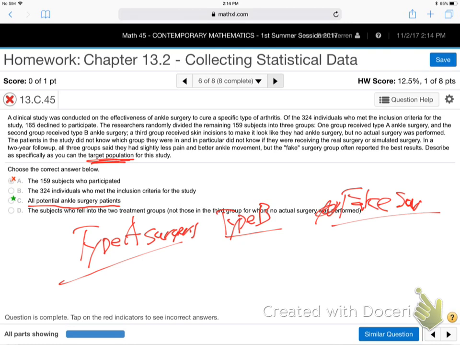Why didn't they tell them? To see the actual results. Because of placebo effect. You notice that? It's on your sheet. Good job. Placebo effect, right? The idea that one is getting the treatment can produce positive results.